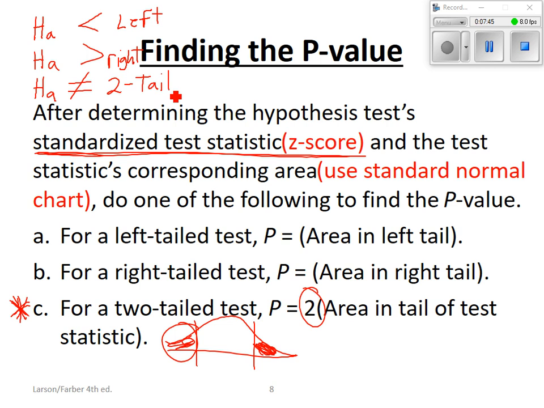So if that's the case, then all we do to figure out our p-value is we find the area on the chart. We use this chart right here, and we just find the area like we've been doing for the last 3 or 4 chapters. And then that's going to be your p-value. If it happens to be two-tailed, then you find the area of 1, and you just double it, and that's your p-value.